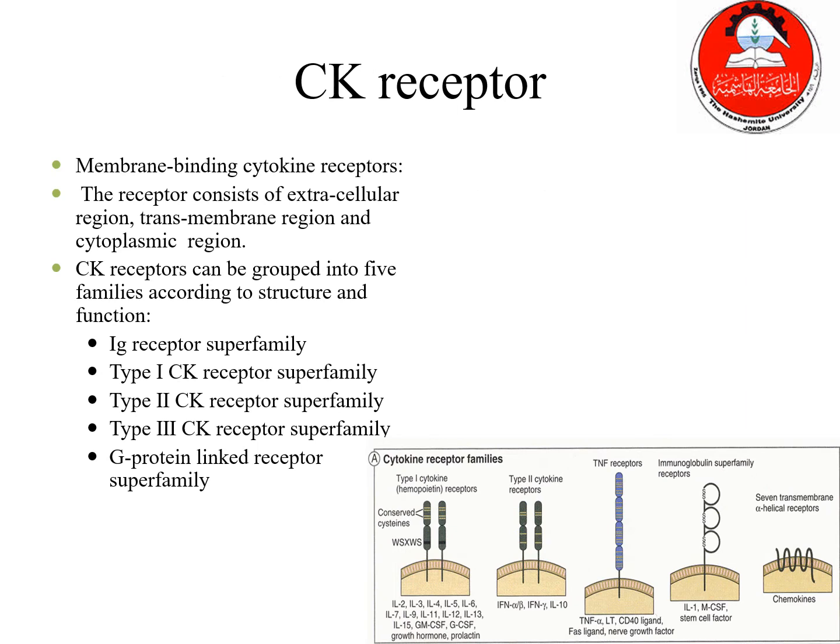So that's about all the families of the cytokines. Now we're going to talk briefly about the types of cytokine receptors. We've already enumerated these types in previous lectures. So we have the membrane-binding cytokine receptor. The receptor consists of extracellular region, transmembrane region, and cytoplasmic region. These cytokine receptors can be grouped into 5 families according to structure and function.